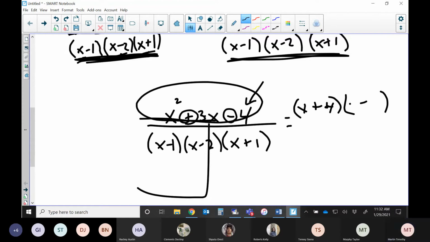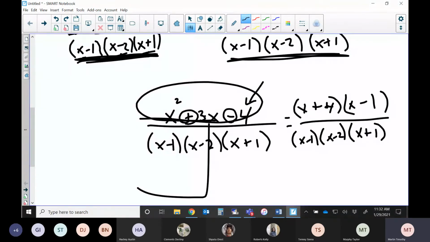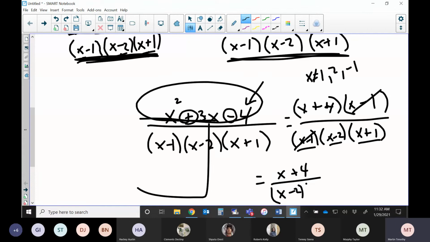4 and 1 over x minus 1, x minus 2, x plus 1. And then what I do is I can say, wait, x is not allowed to equal 1, it can't equal 2, it can't equal -1. And then I cross these out because they have them both in common. And so my final answer would be x plus 4 over x minus 2, x plus 1. With the exclusions, it's not allowed to be 1 or -1 or 2. And that would be my final answer.